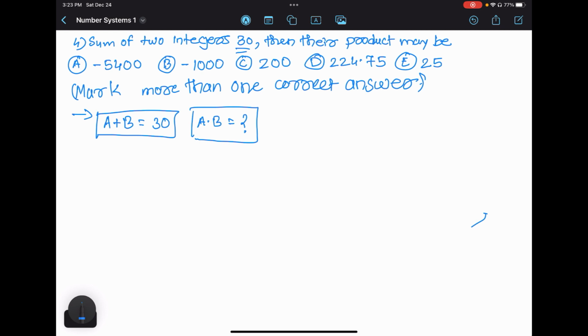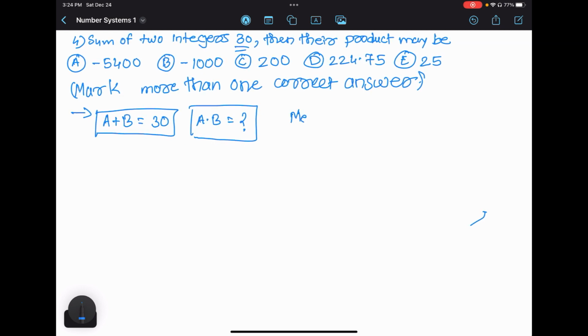But one of the basic methods to solve this is the method of elimination. So what is the method of elimination? In the method of elimination, we eliminate the wrong answers first. So that becomes easier for us. We have here five options. Option A is 5,400, option B is minus 1,000, option C is 200, option D is 224.75, and E is 250.